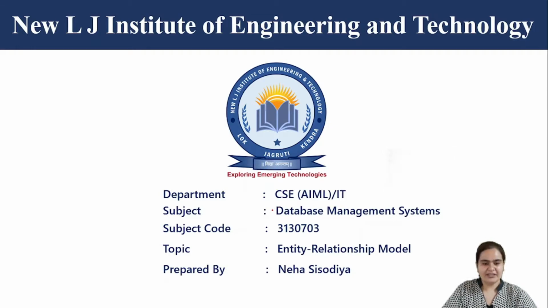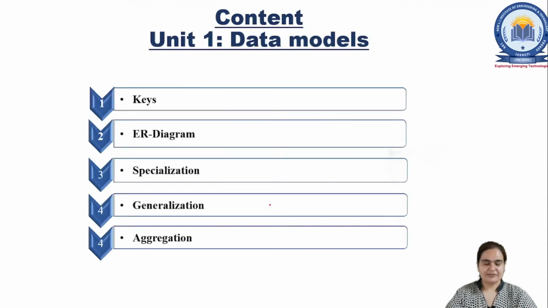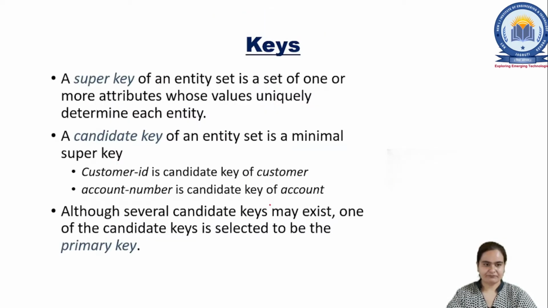We continue with our discussion on the entity relationship model, which is part of our first unit, data models. We are going to discuss keys, ER diagram, specialization, generalization and aggregation, which come into participation of entities in the relationship diagram. Now, what are keys?